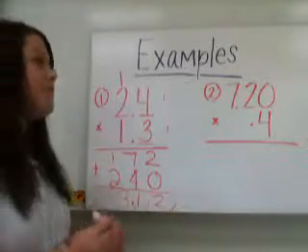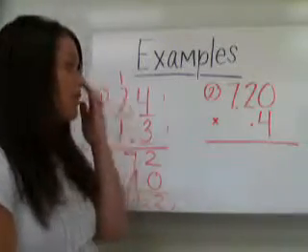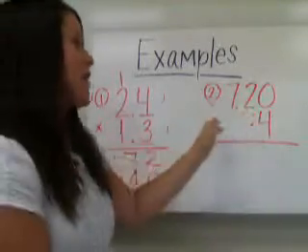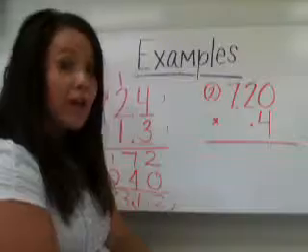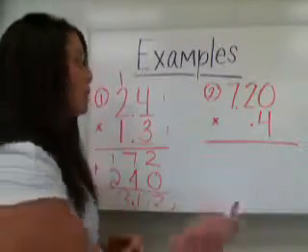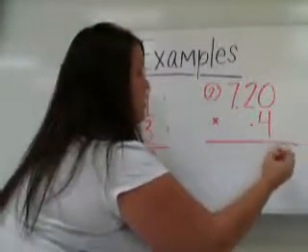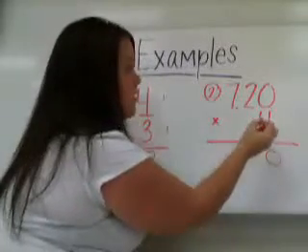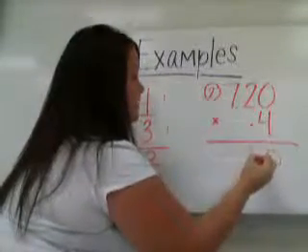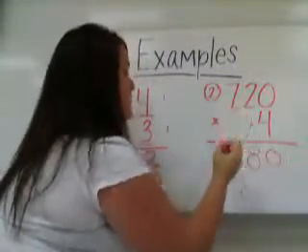12/100. If you look at the second example, the number reads 7 20/100 times 4/10, but we're going to look at it as 720 times 4. 0 times 4 is 0. 4 times 2 is 8, and 4 times 7 is 28.